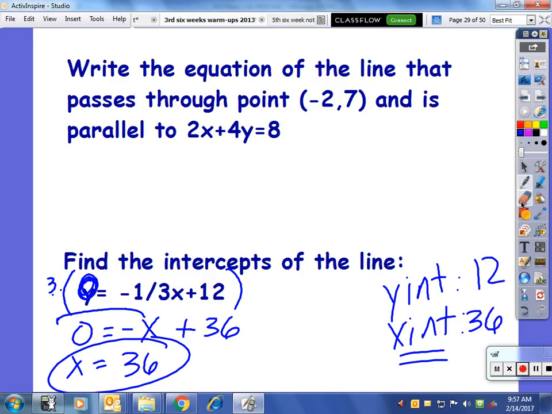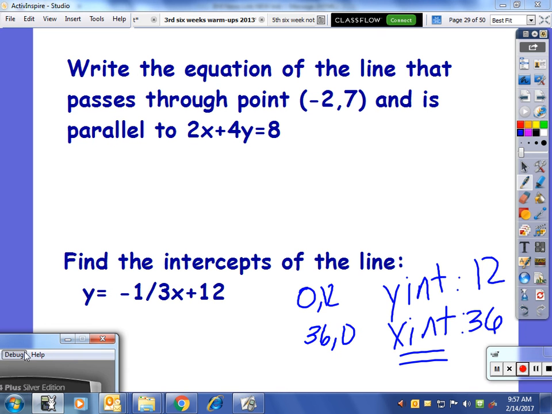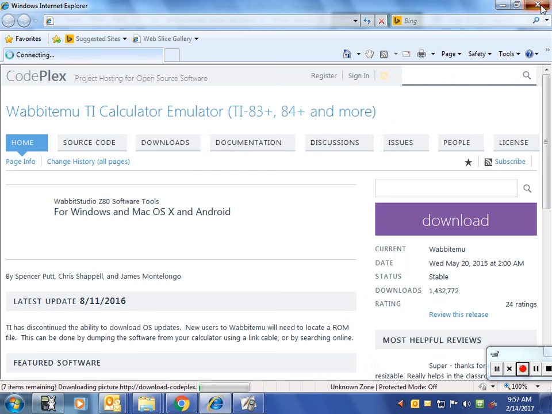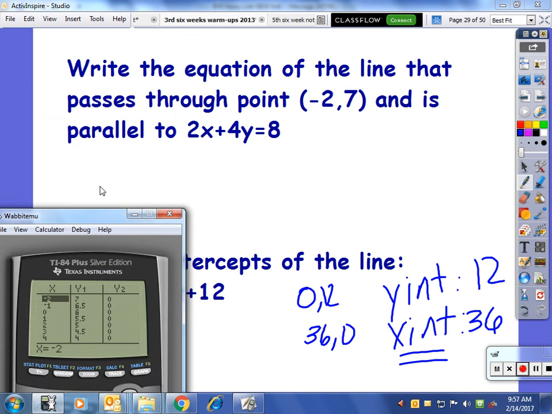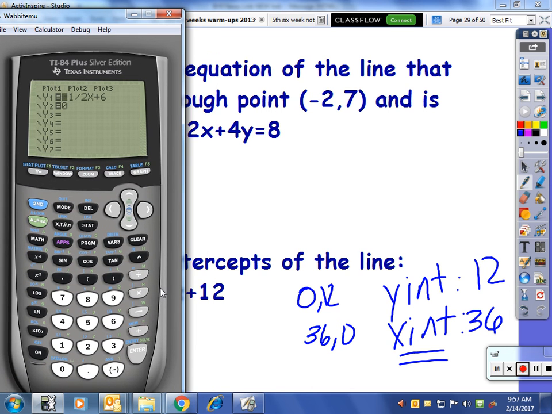Now, what if I wanted you to write those as points? If the y-intercept is 12, what point is that? 0, 12. If the x-intercept is 36, what point is that? So one thing I could do to check it is put that equation into y equals and look at my t-chart for those points. But you do have to know what intercepts look like as points.